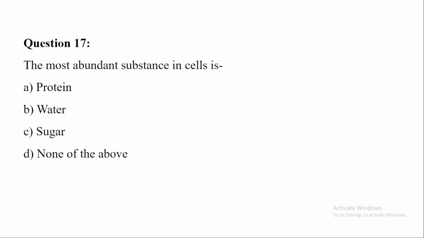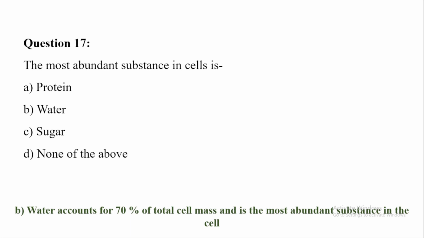If they had asked the most abundant macromolecule in a cell, that would be protein. But water accounts for 70% of the total cell mass, and it is the most abundant substance in the cell. Proteins comprise 55% of the dry weight of the microbial cell. But when it comes to substance, protein is not the most abundant. Water is the most abundant substance.